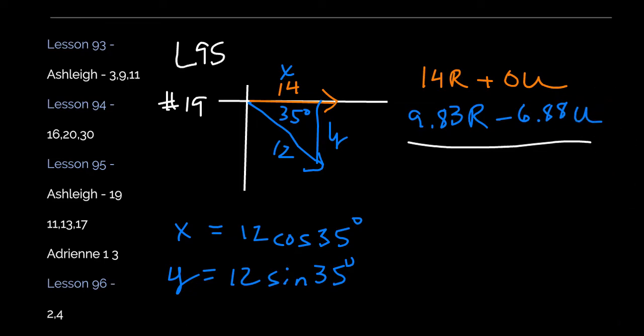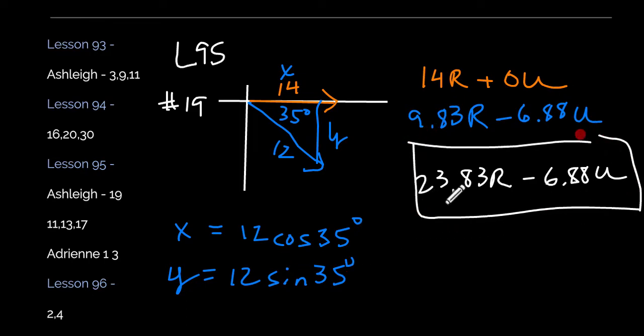We will draw a line, and this is going to be the up. So we're just going to add those up. We're going to add 14 plus 9.83. We get 23.83 right minus 6.88 up. I don't know if they put that back in polar form or not. That's a lot of work. 95, 19. Nope, they do, but they let you leave it like this. So this is your final answer for this. The main thing is, since the y is going down, you have to make this negative at the end.